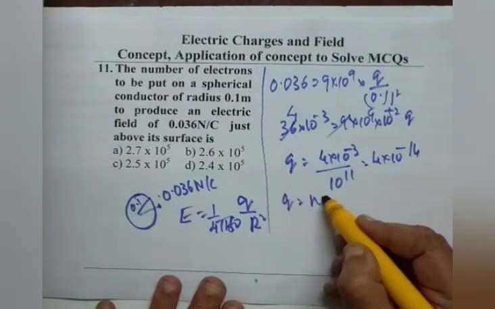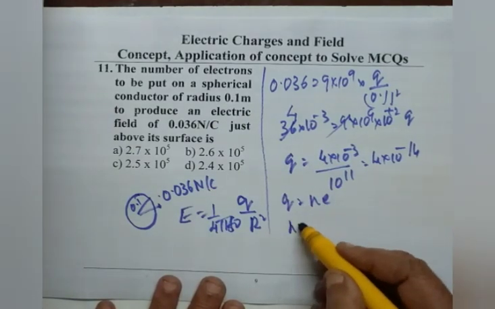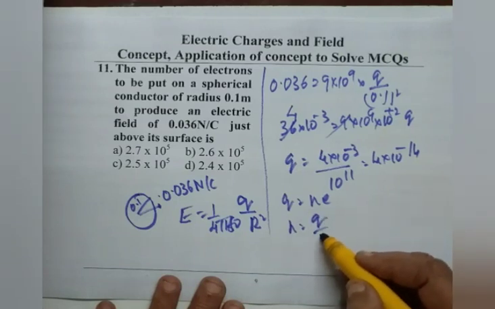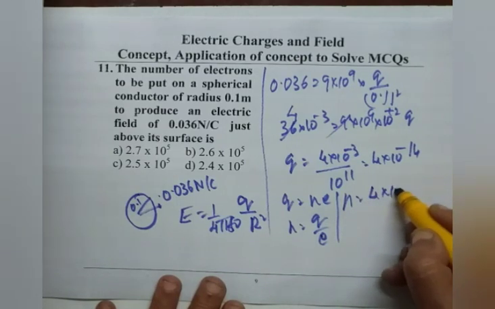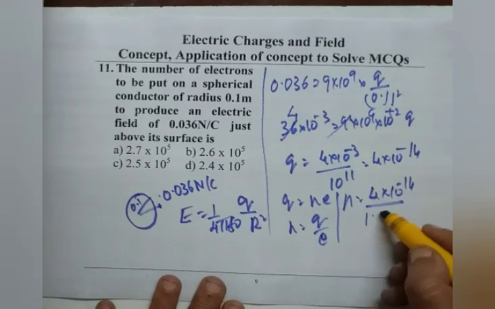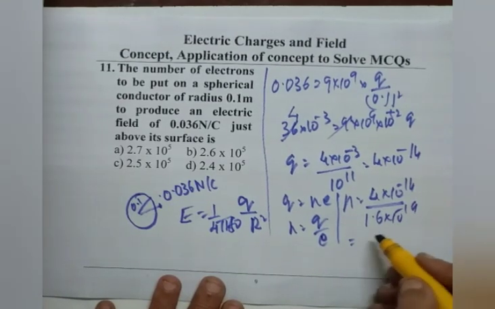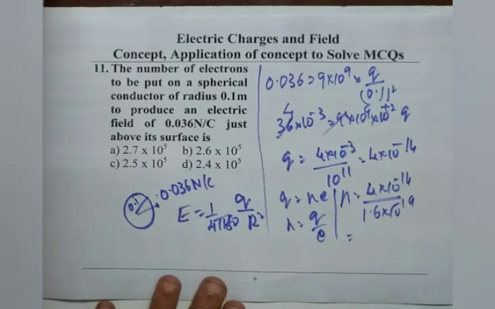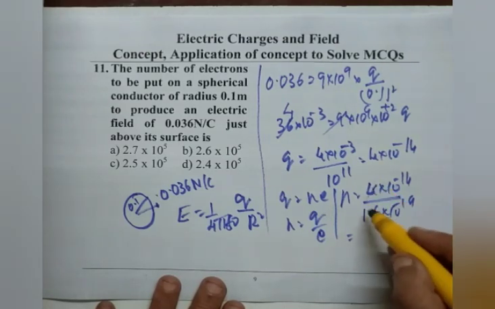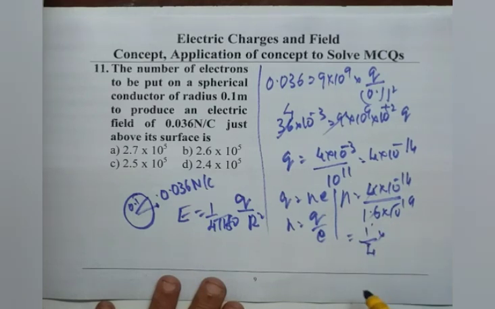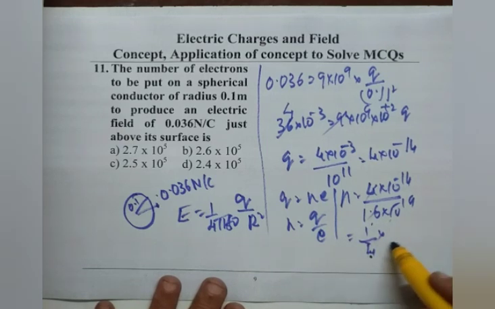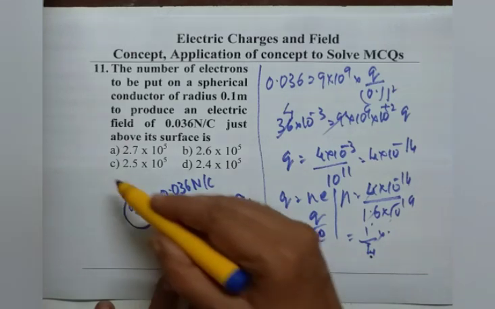We know Q equals N into E. Therefore, N equals Q by E. We substitute everything. N equals Q, which is 4 into 10 raised to minus 14, E is 1.6 into 10 raised to minus 19, which will give us 1 by 4 there. So here itself, leaving all other powers and everything, we can exactly get 1 by 4 as 0.25. You need not bother about the power. That will be 10 raised to 5 only. Therefore, option C can be chosen.